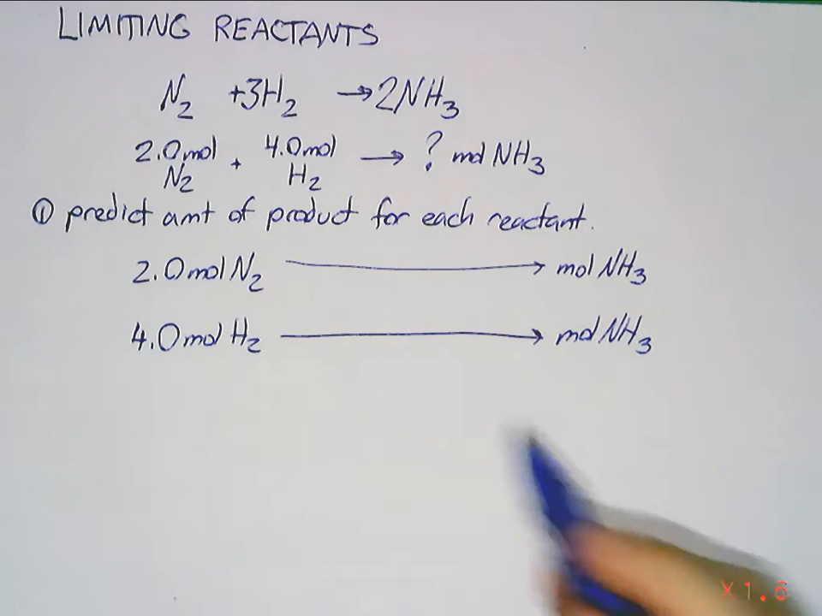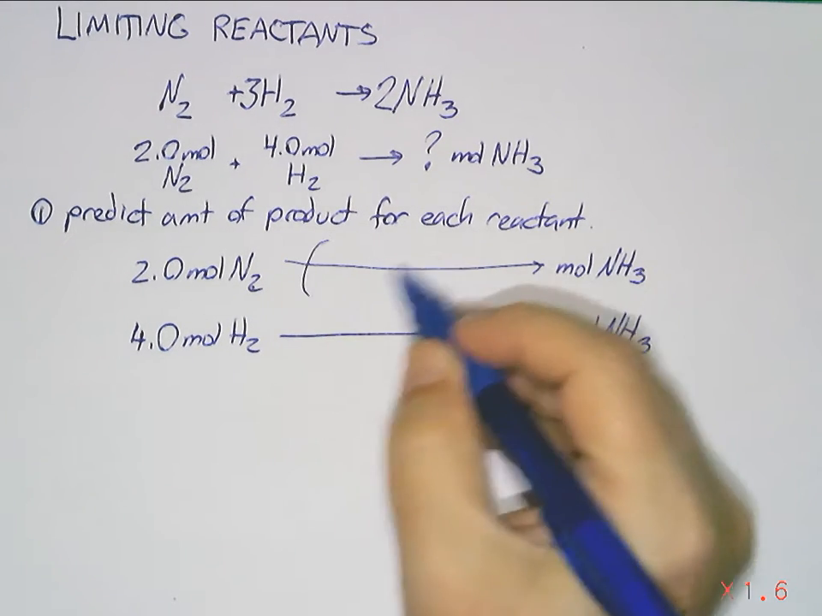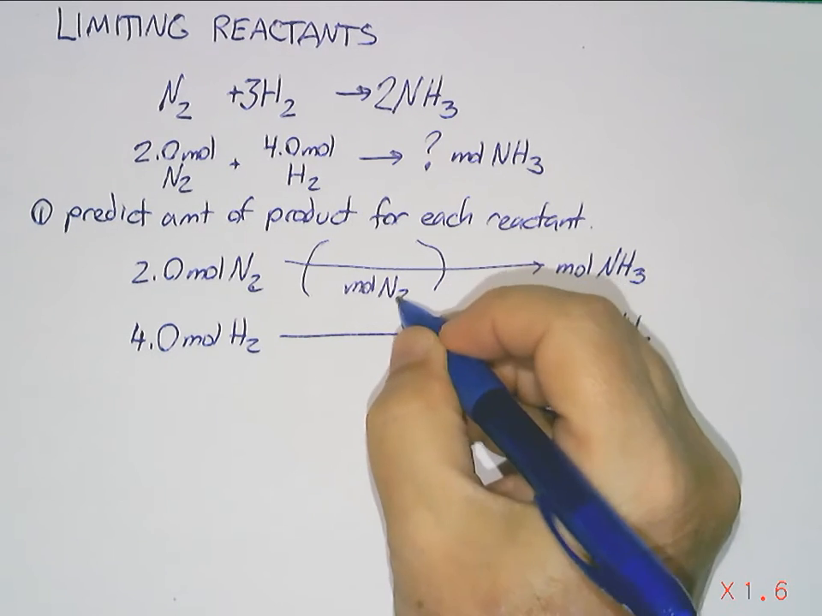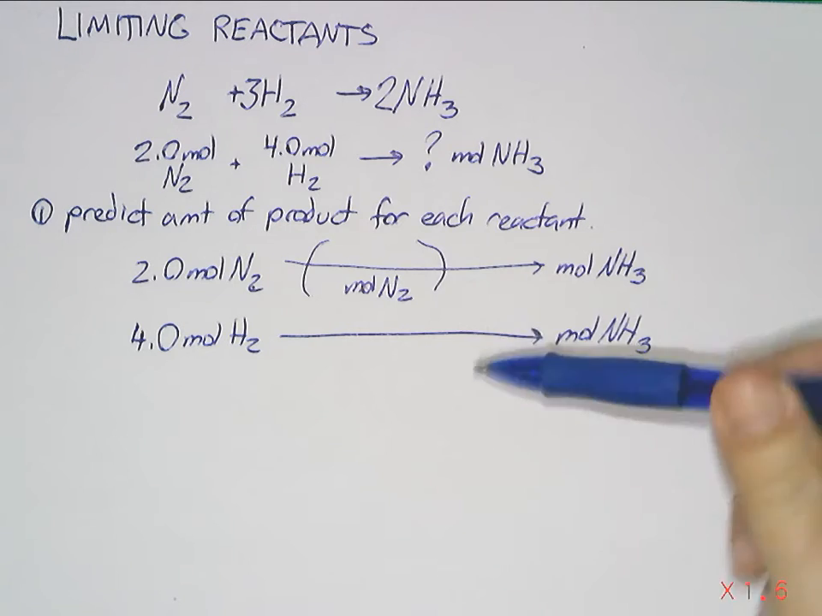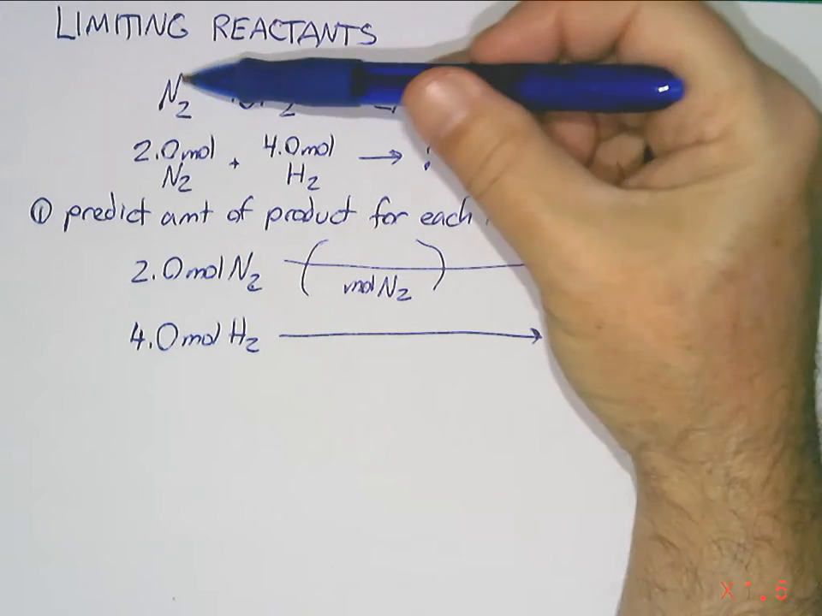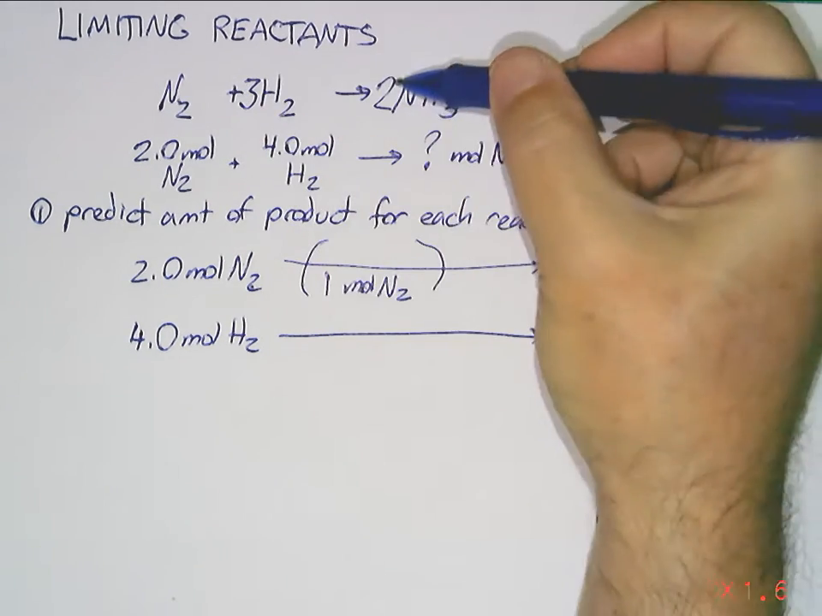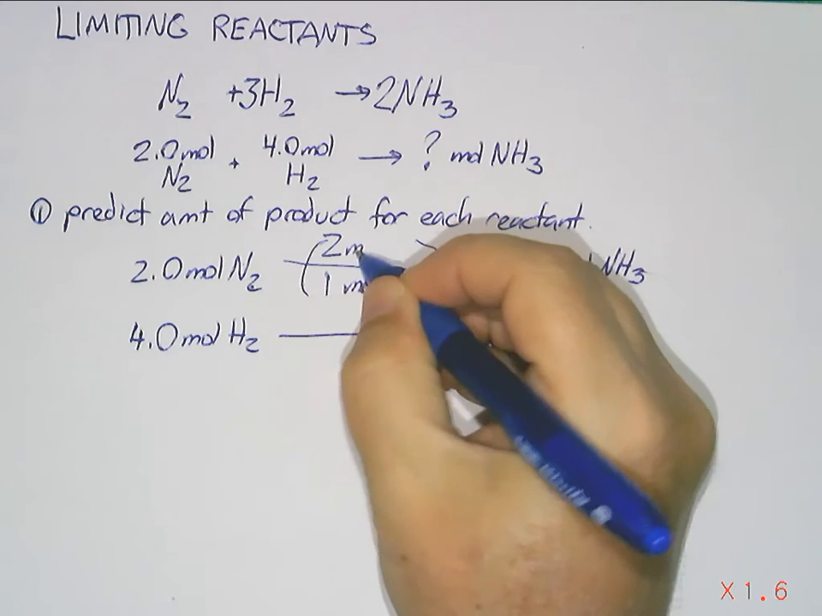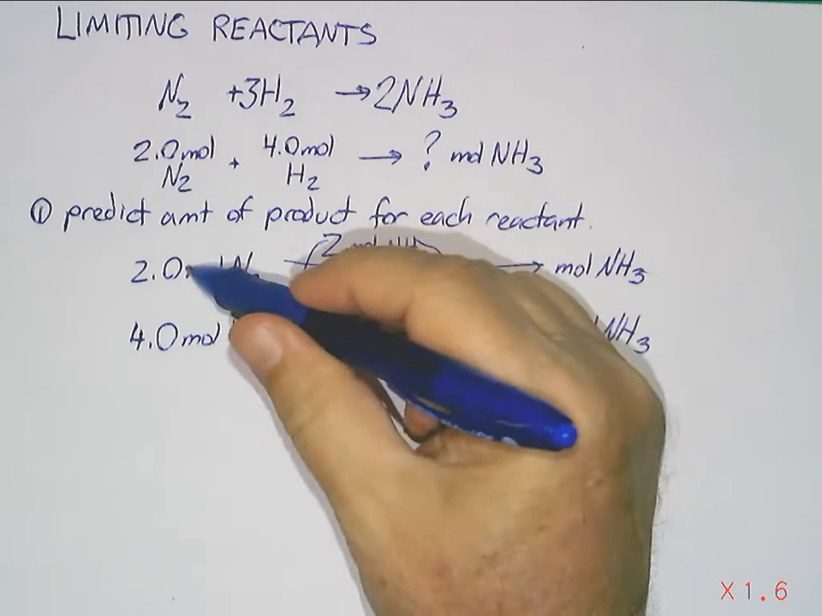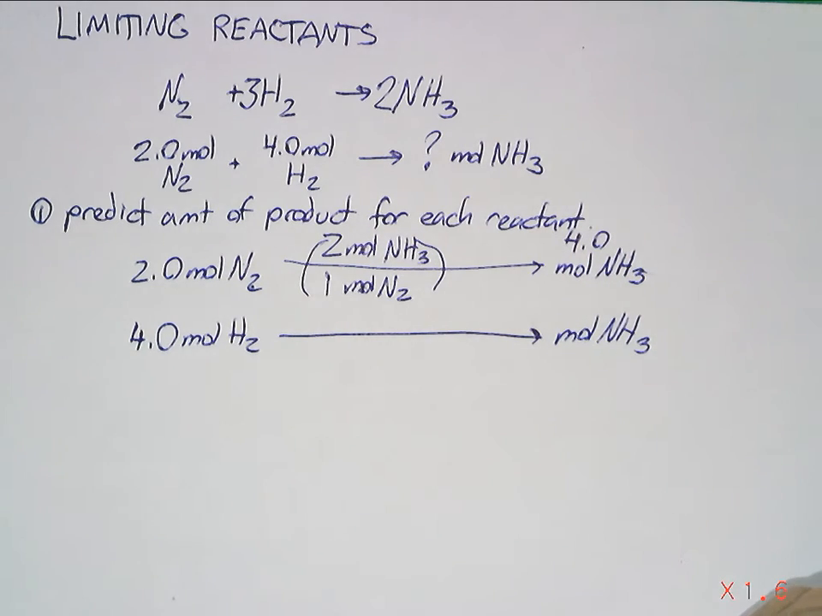So let's do that. Okay, if I'm going from N2 to NH3, I need a mole-to-mole ratio. Whenever you're going from one substance to another, you need a mole-to-mole ratio. I need a mole-to-mole ratio between N2 and NH3. If I look at my reaction here, there's 1 mole of N2 for every 2 moles of NH3. So I'm going to end up with 2 times 2 is 4.0 moles of NH3.